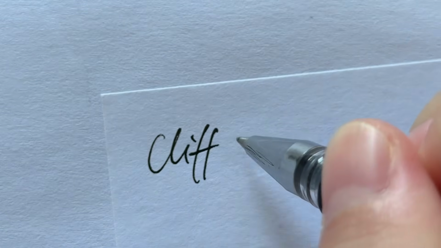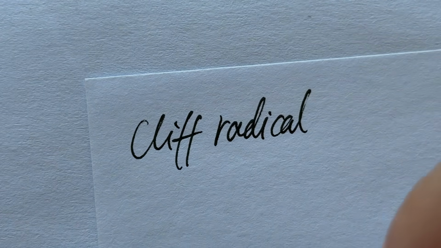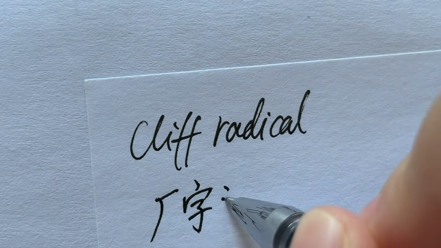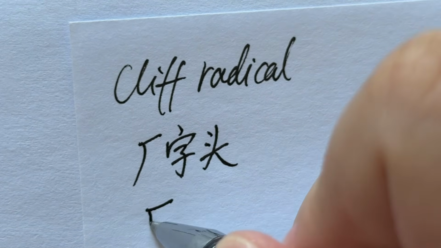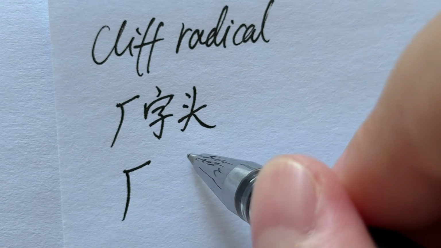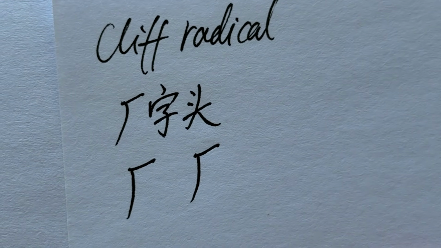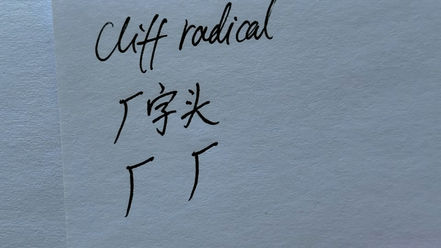Today we'll learn the cliff radical. Cliff radical, 场字头, written like this. 横撇场字头. Let's start with this structural feature.